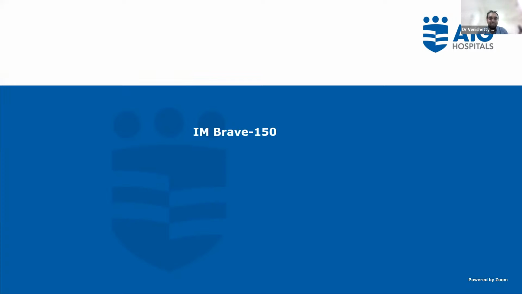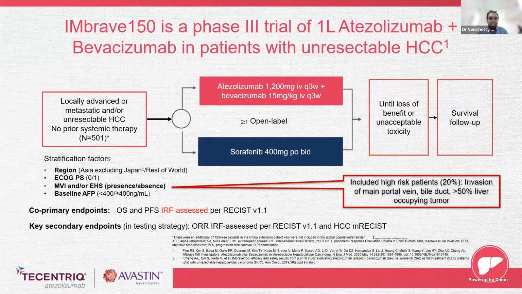So what does IMbrave150 say? This was a phase 3 trial where the combination of atezolizumab and bevacizumab was introduced for unresectable HCC. They took locally advanced or metastatic or unresectable HCC without any prior systemic therapy, and they stratified based upon the region, the ECOG status, the microvascular invasion, and the baseline AFP, and randomized 2:1 open label.